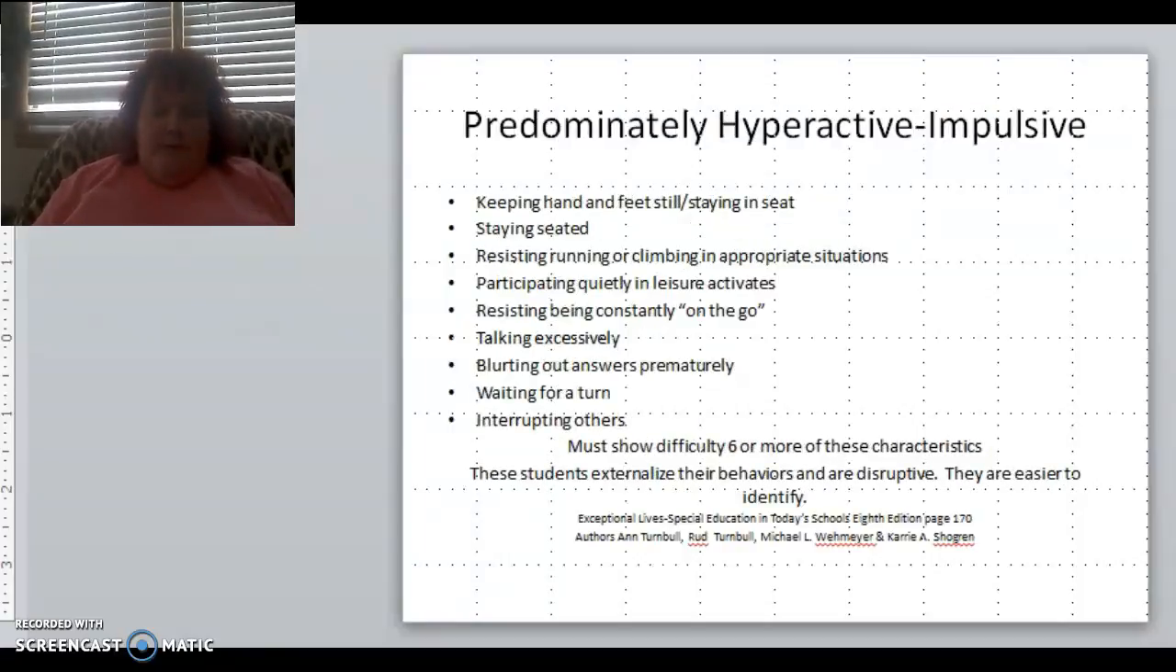Predominantly hyperactive impulsive. They have a hard time keeping their hands and feet to themselves, staying seated, resisting running and climbing in inappropriate situations, participating quietly in leisure activities, resisting being constantly on the go, talking excessively. They can sit there and talk to you and just go from subject to subject to subject. Blurting out answers, maybe having a classroom discussion and they may know it, so they just blurt it out instead of raising their hand, waiting to take their turn, and interrupting others. These students externalize their behaviors and are disruptive, and they are easier to identify.